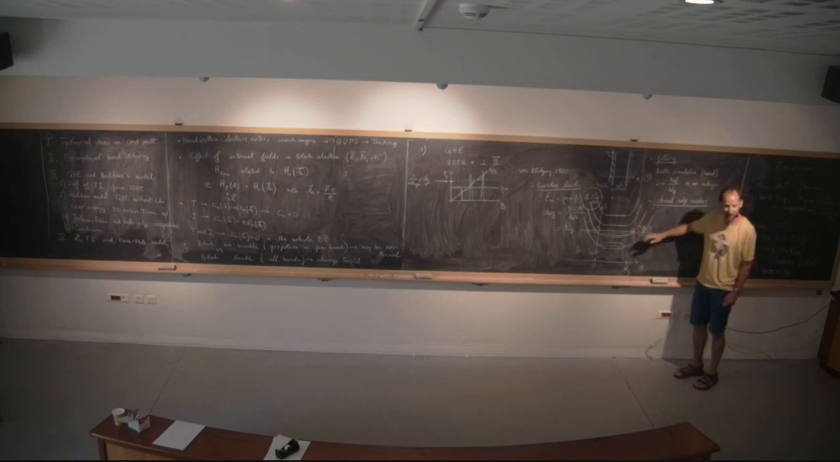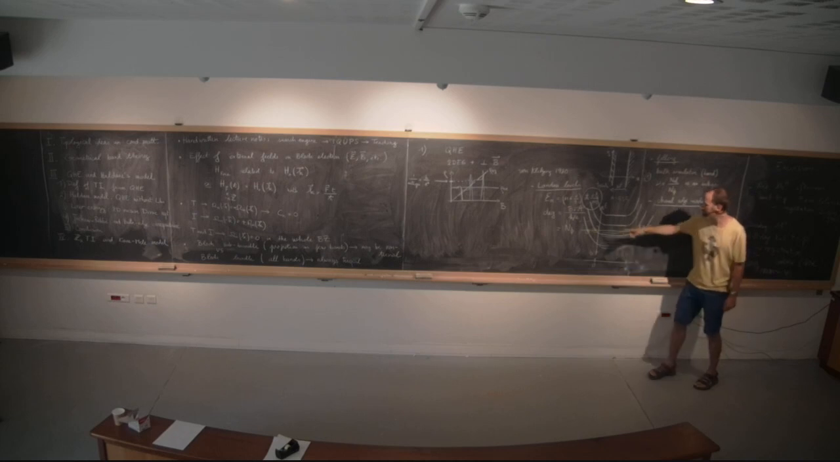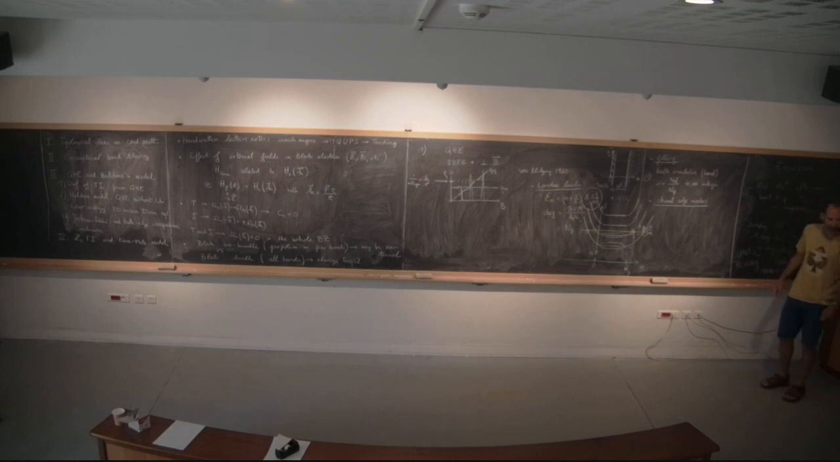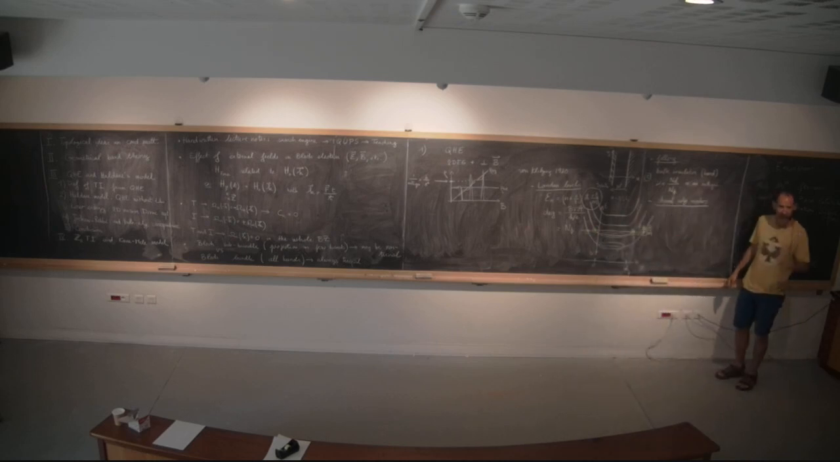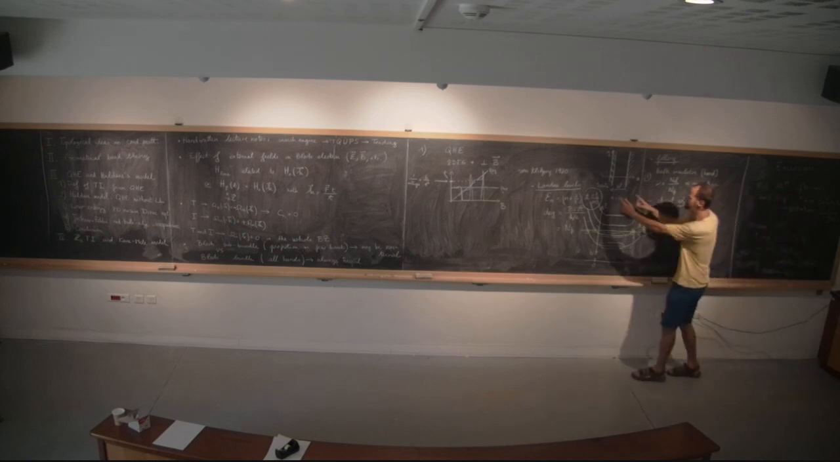Because on this edge, the edge states only move in one direction. On this edge, the edge states only move in the other direction. And because of this property, that the direction of motion is tied to the edge you're moving on, you're immune to backscattering, because if you want to backscatter, your impurity needs to send you to the other side of the sample. But the extent of these chiral edge states is on the scale of the magnetic length, which is usually much smaller than the width of the sample.